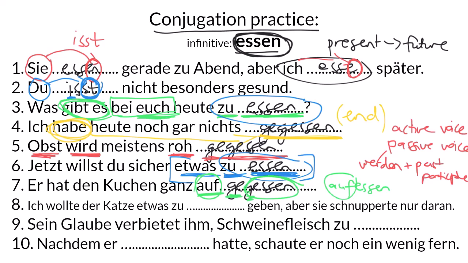of pronunciation. And once again, hopefully you got this because I gave you the clue of hat as the helping verb or auxiliary verb to the past participle. And the verb aufessen means eat up. So he ate up the whole cake, or he ate up the cake completely. Number 8. Ich wollte der Katze etwas zu essen geben, aber sie schnupperte nur daran. I wanted to give the cat something to eat, but she only sniffed at it.